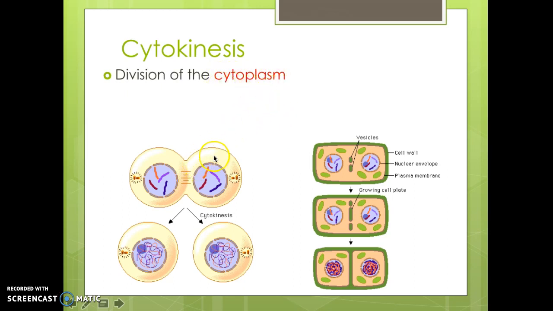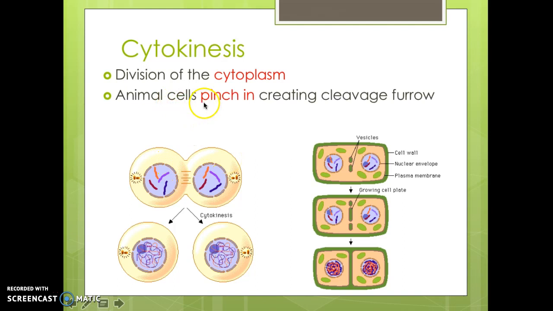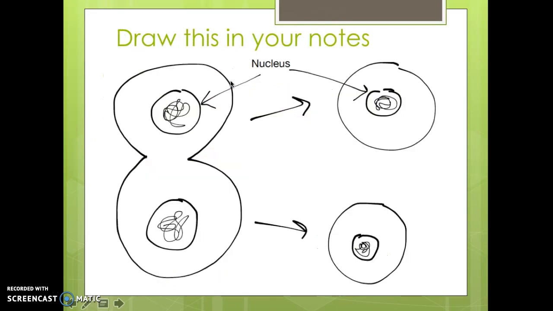Cytoplasm, remember, is the jelly-like substance within your cells that suspends all of your organelles or cell parts. Animal cells often pinch together to create something called a cleavage furrow, where plant cells develop a cell plate. All I want you to appreciate is that different cells have different ways of doing cytokinesis, but the end of the story is that the cytoplasm is going to divide, so I get two separate cells.